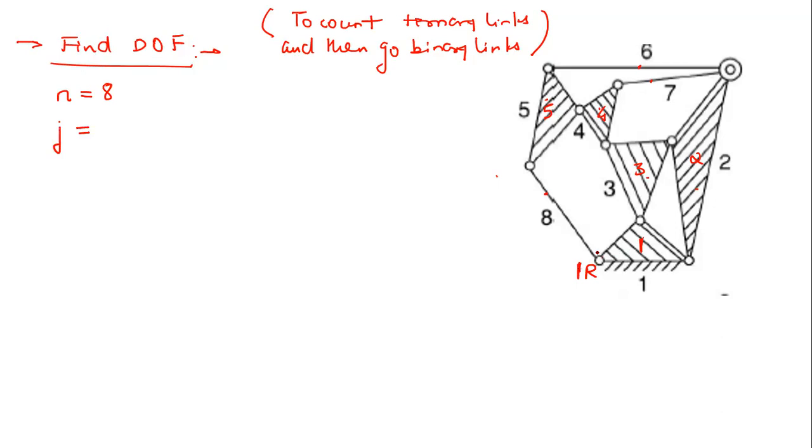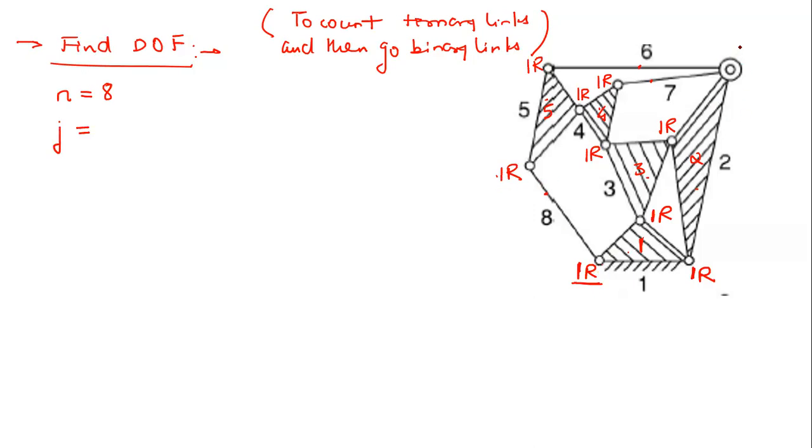Here, if you observe, between link 1 and link 8, this pair is a simple pair, so 1R, that means one revolute pair. Here also 1R. First of all, just count the number of simple pairs that allow only 1 degree of freedom. So here also 1R, 1R, 1R. Here also, one revolute pair, 1R, here also 1R, here also 1R, then there is one revolute pair between these two, 1R, and there is one revolute pair between these two.